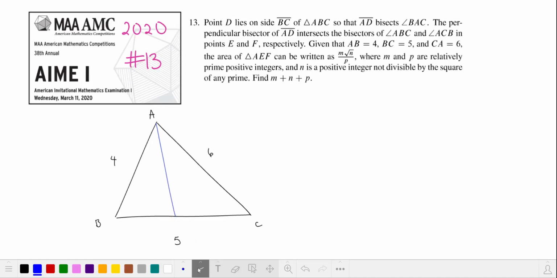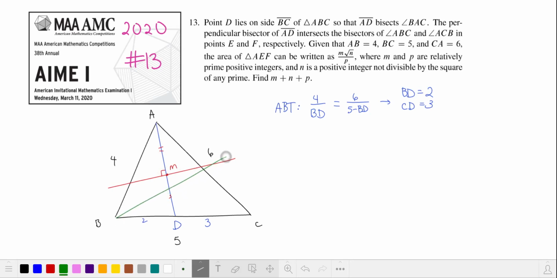We have AD is an angle bisector, so we'll use the angle bisector theorem to find these lengths on the opposite side. And we get that BD is 2 and CD is 3. We'll draw the perpendicular bisector of AD. This M is the midpoint of AD, and we have a right angle here.